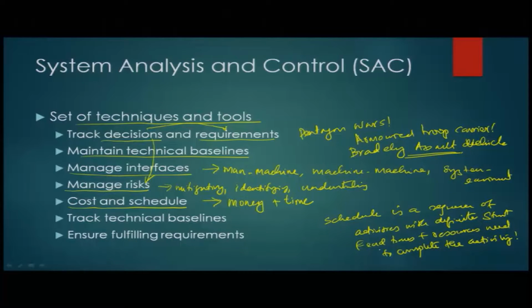That part also is the control aspect of system analysis and control. We also keep on tracking the technical baselines. Maintaining and tracking are different, because sometimes you might end up doing something which results in not being able to achieve the technical baseline. So, you have to take a corrective action to get back and achieve the technical baseline. So, you keep on tracking that the technical baselines are fulfilled at all the levels.